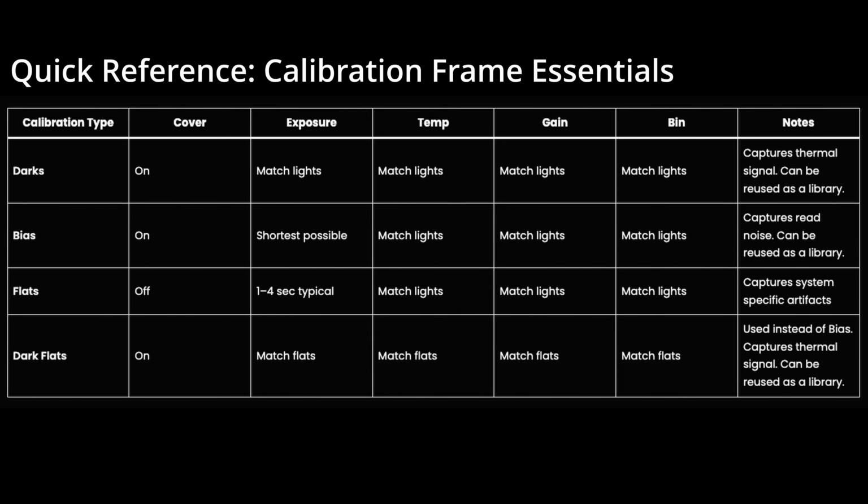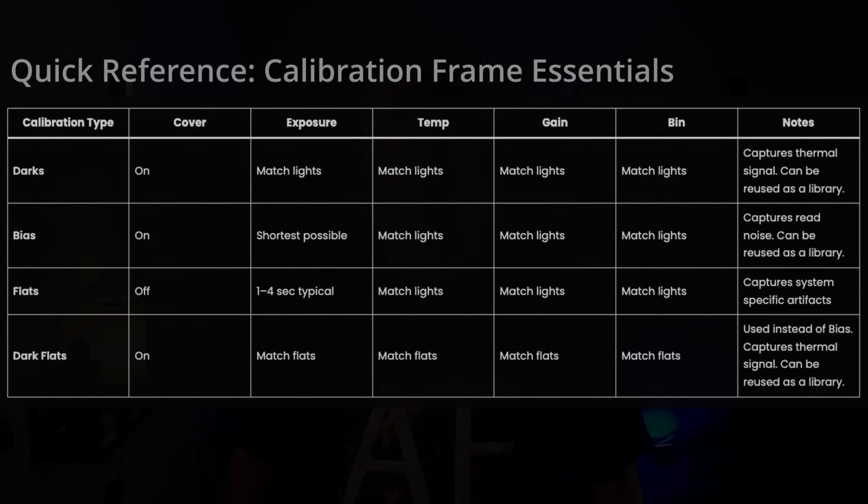And then just some notes here. For darks, it captures thermal noise, and it can be reused as a library. And for biases, it captures read noise and can be reused as a library. For flats, it captures system-specific artifacts like dust and things like that that might have gotten on your optical train, and you will not be using a library for flats. And for dark flats, you can use these instead of biases. These capture thermal signal and can be reused as a library.